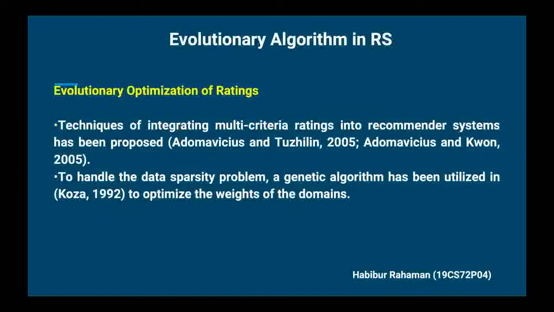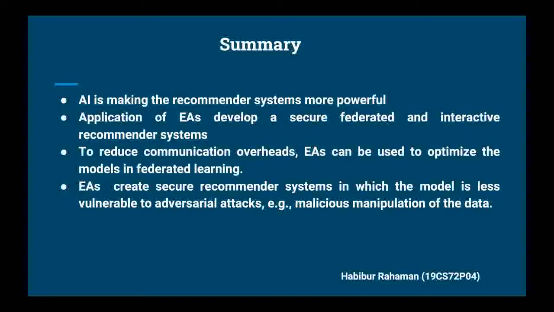Techniques of integrating multi-objective, multi-criteria rating into recommender systems were proposed in the year 2005 to handle the larger data sparsity problem. A genetic algorithm was utilized in the year 1992 by COSA to optimize the weights of the domains. So AI is making recommender systems more powerful. Application of EAs develops secure, federated, and interactive recommender systems to reduce communication overheads.